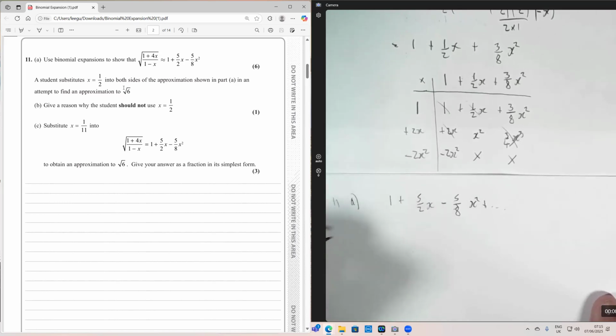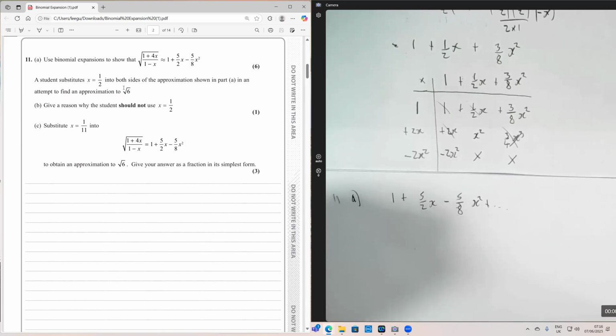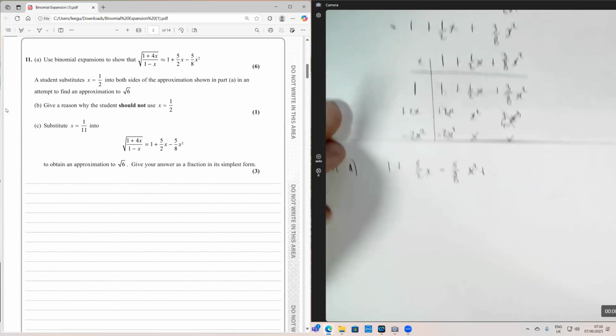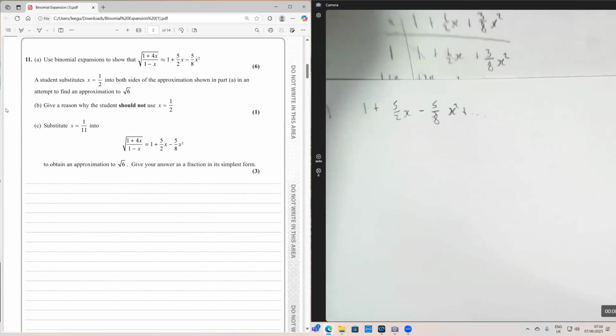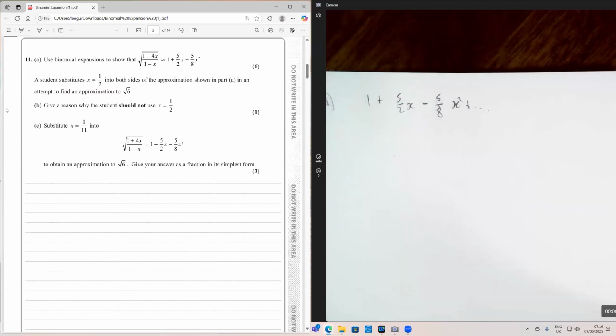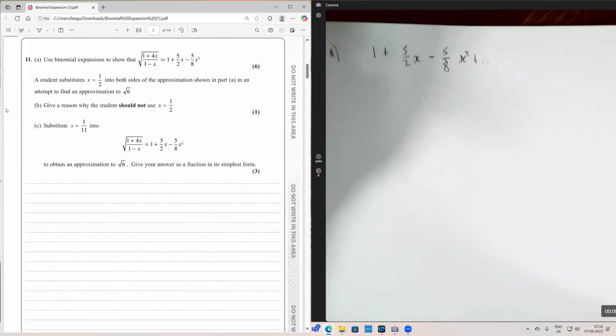Okay, now part B. A student substitutes x equals 1/2 into both sides of the approximation shown in A in an attempt to find an approximation for √6. Give a reason why they should not use x is equal to 1/2. Now, I cannot emphasize what an important point this is, and in my experience, this part is very poorly understood. A lot of students have a real big gap here in their knowledge.